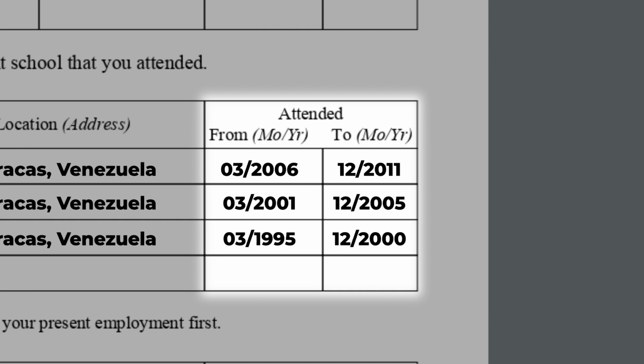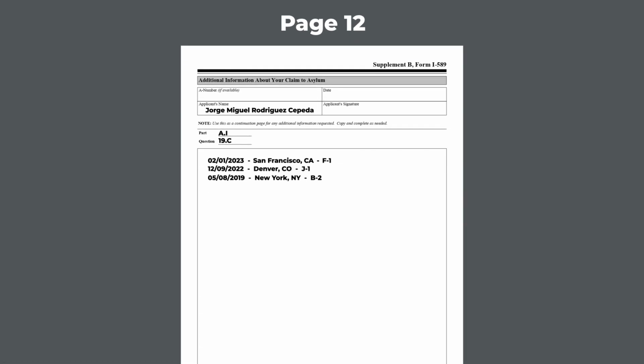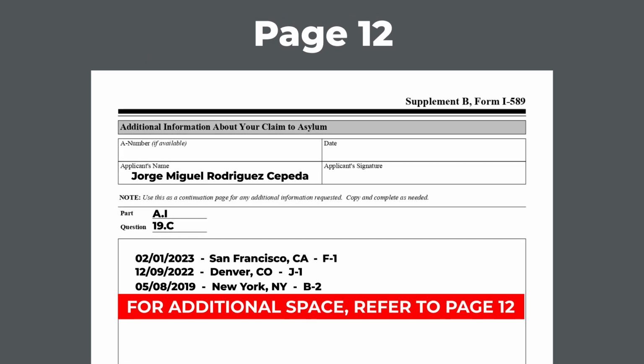You may well need to use the continuation page. Your educational history might not fit on the 4 lines provided for this question. If that's the case, jump down to page 12. That's the Supplement B page, which is a continuation page on which you can provide information that wouldn't fit up above where it was meant to go.